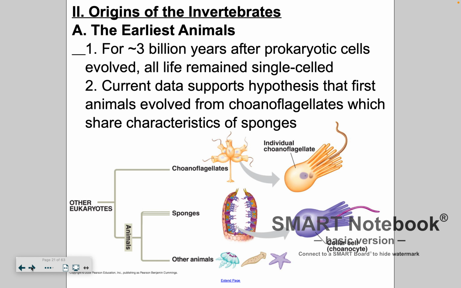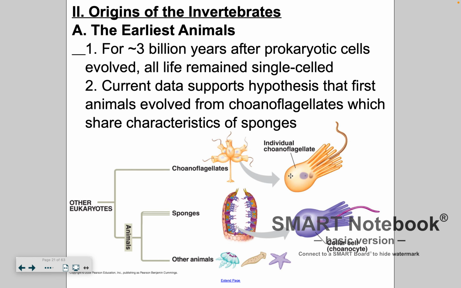So the earliest of animals: for about 3 billion years after prokaryotic cells evolved, all life was basically single-celled. And our current hypothesis shows that animals may have evolved from a protist called the choanoflagellate. Okay, this is a choanoflagellate. This is a protist, an aquatic organism called choanoflagellates.